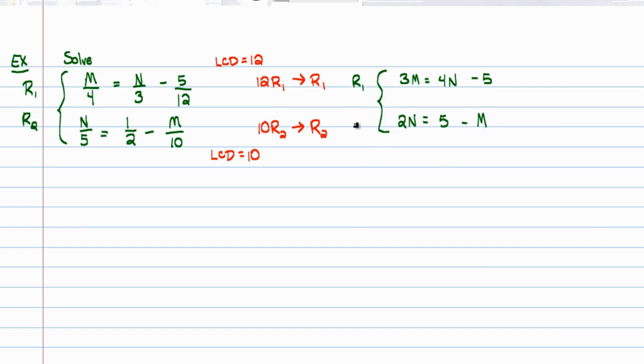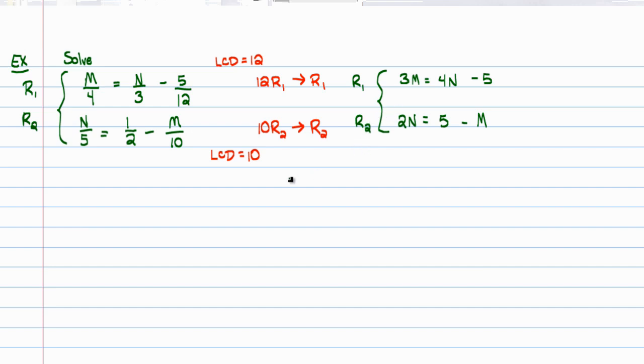This is my row 1, this is my row 2. So it was very nice that it ended up like this. We get these nice whole number coefficients, or integer coefficients. That's the point of using multiplication by the LCD, so that we don't have to deal with fractions.